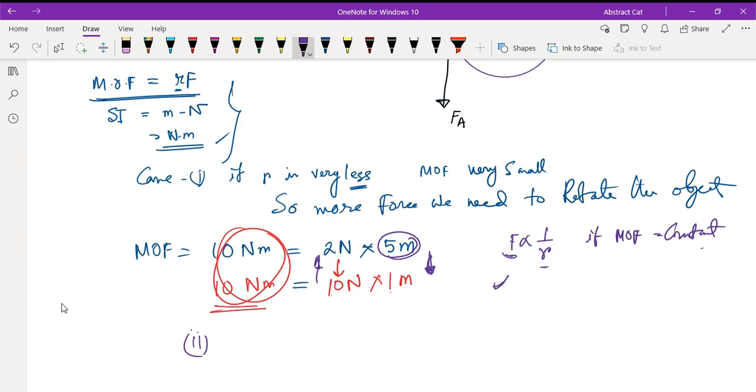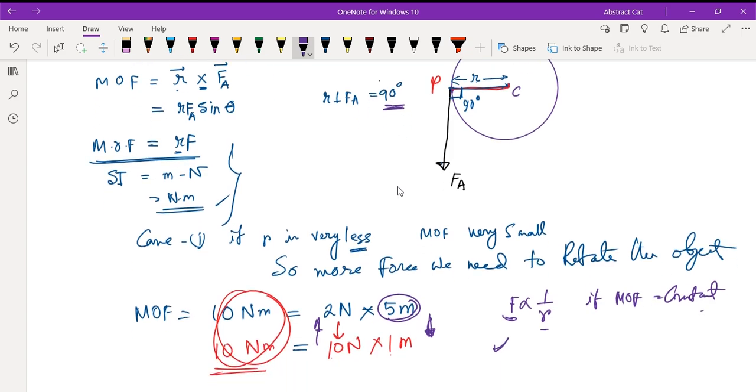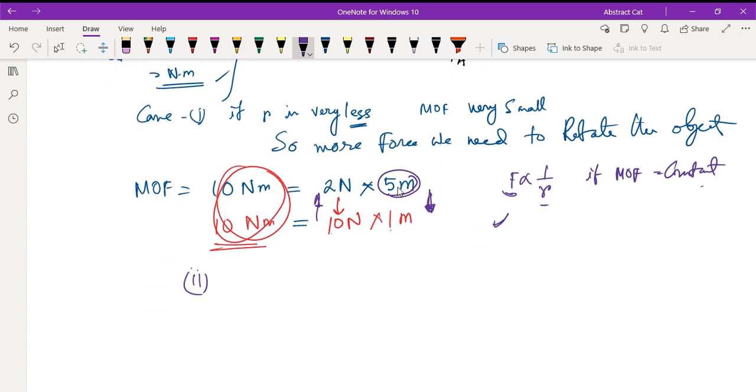Case number 2: what is the case? If someone says that, we first note that the angle is always 90 degrees. If the angle is not 90 degrees, suppose theta is equal to 0 degrees. What does it mean that theta is equal to 0 degrees?